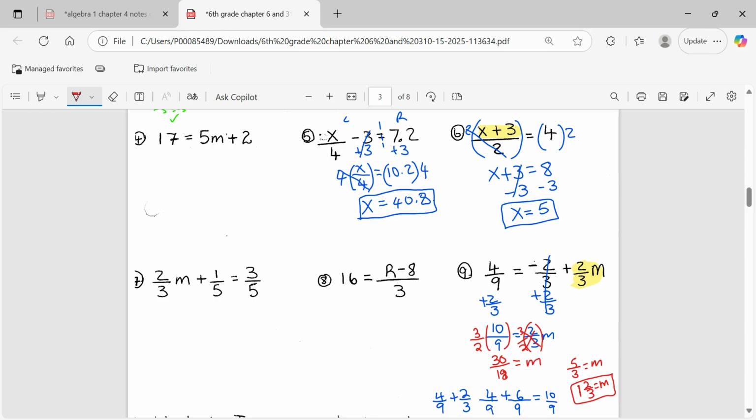Now, I want you to pause, and then I want you to try these problems on your own. Take a moment to pause and just try them. The only way to learn mathematics will be to do mathematics.